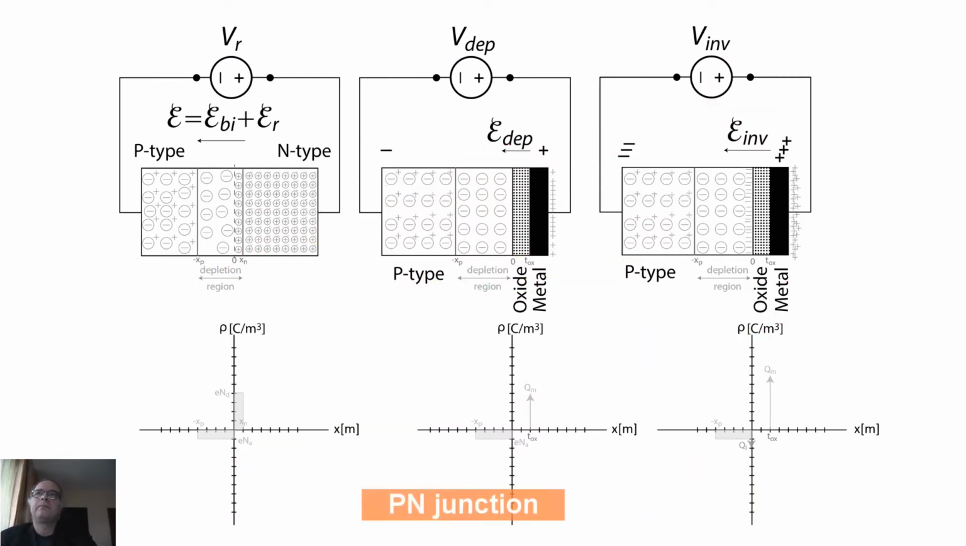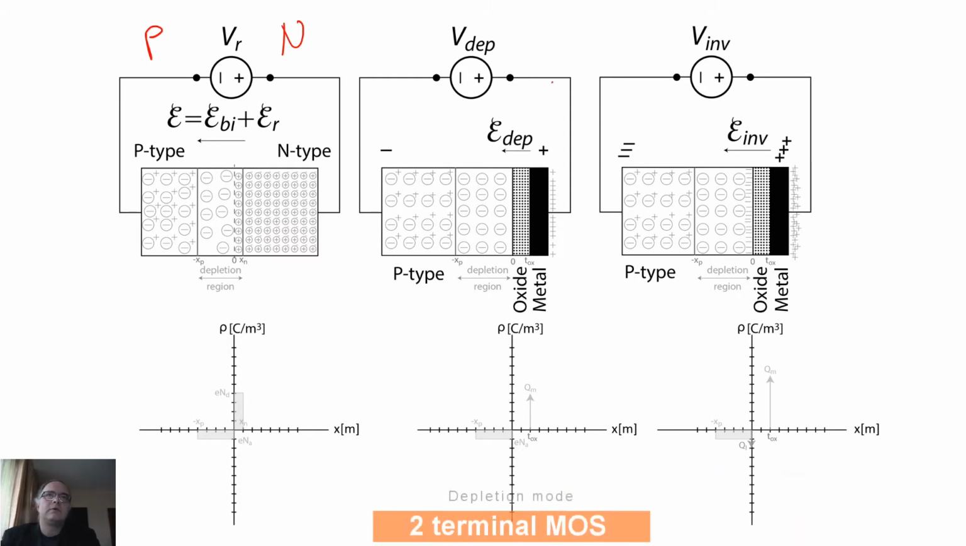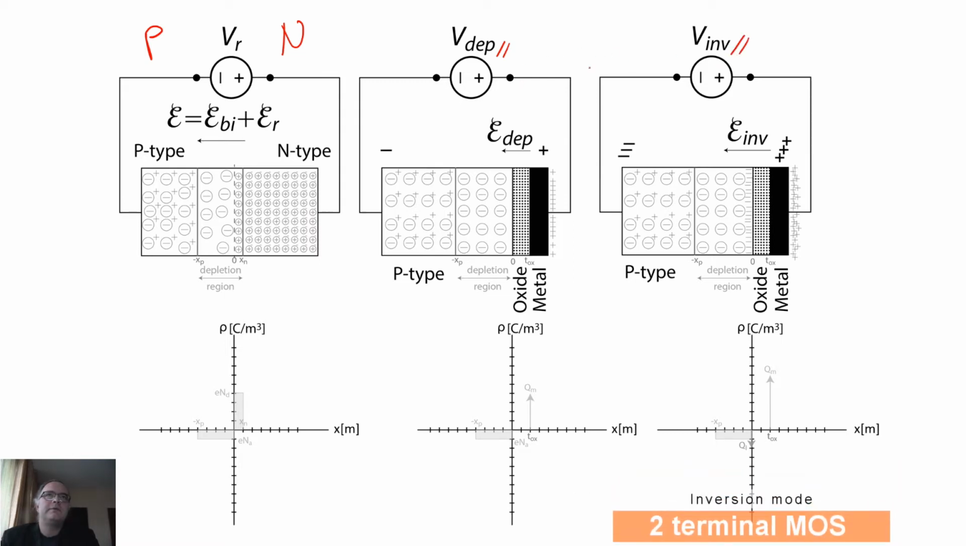Here, this is the PN diode structure, and these two are the MOS structure in depletion region and in inversion region. Actually, the difference between these two is the magnitude of the applied electric field. Here is a moderate and here is strong electric field. The direction is the same.